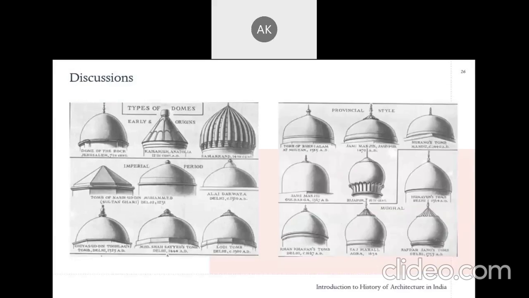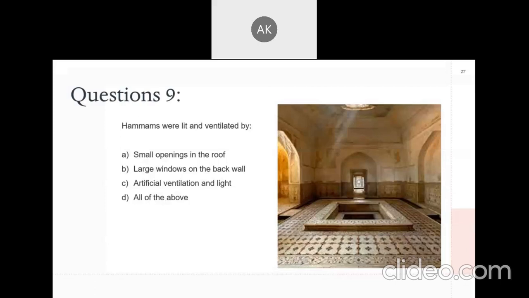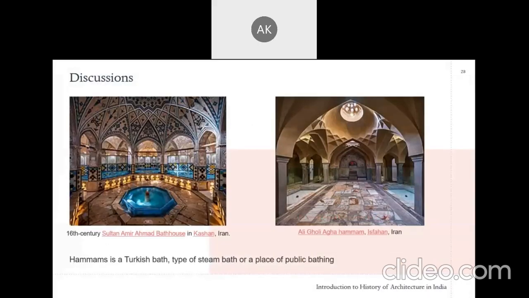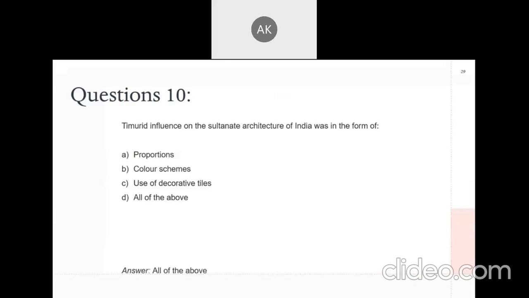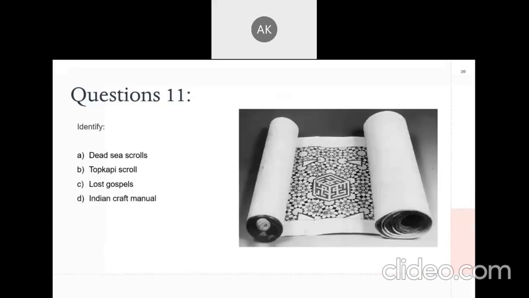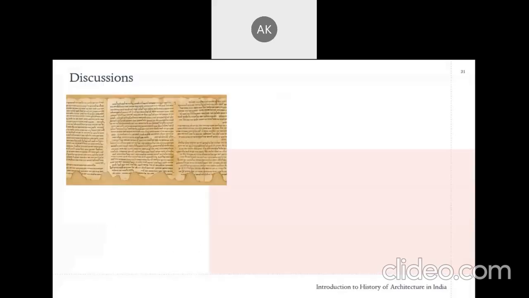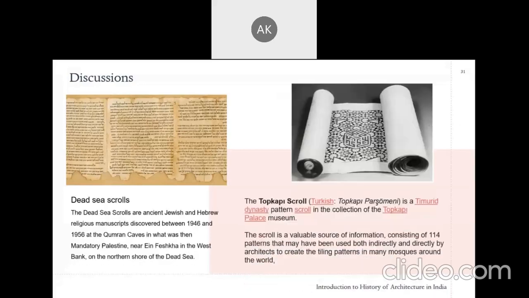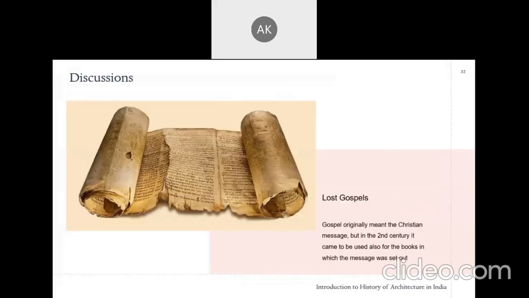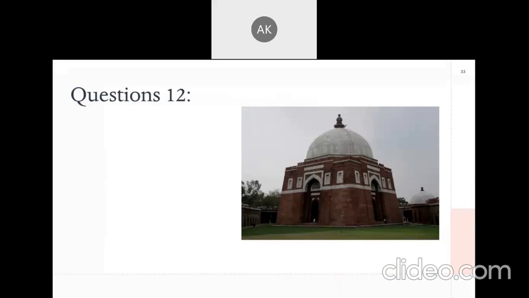Okay, then provincial style, and then the domes which were prevalent during the Mughal period, like Humayun's Tomb, Safdarjung Tomb, Taj Mahal, and Khan Kahan. Then this was regarding the hammams, which were lit and ventilated by small openings in the roof. These are a few further examples of hammams. Then these were about the scrolls, like the Topkapi scrolls and Dead Sea scrolls. Again, these are the lost gospels.